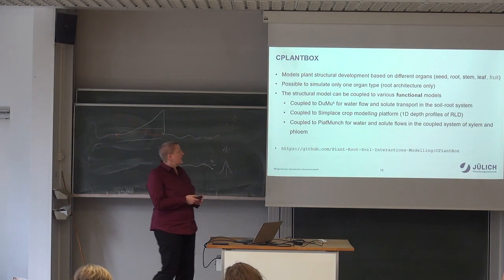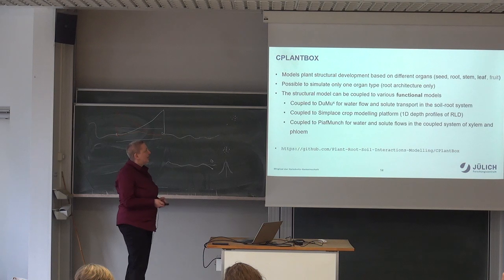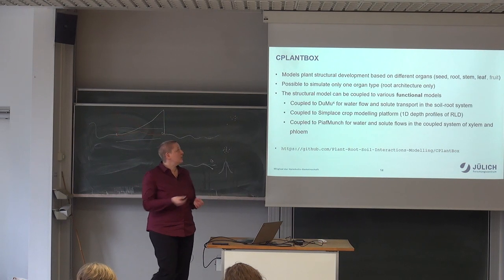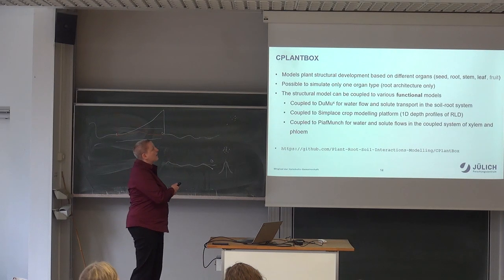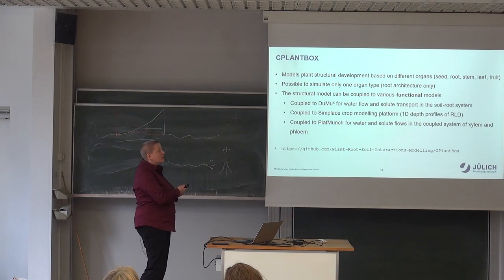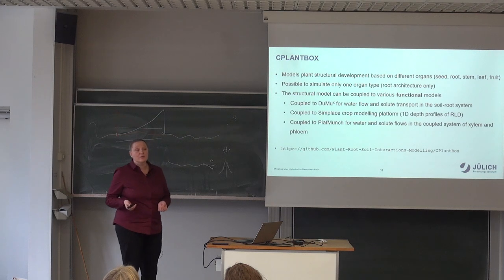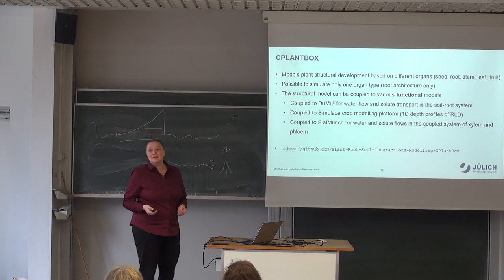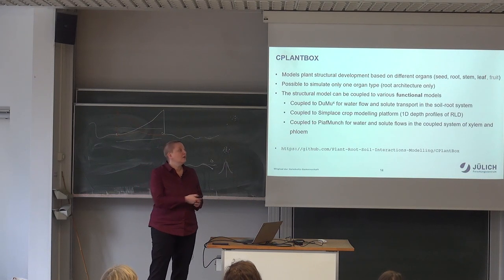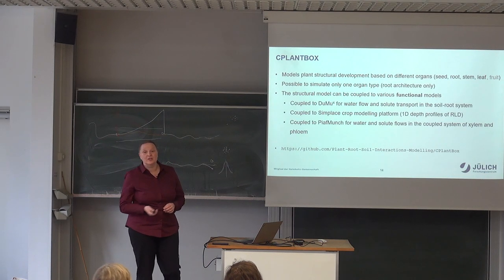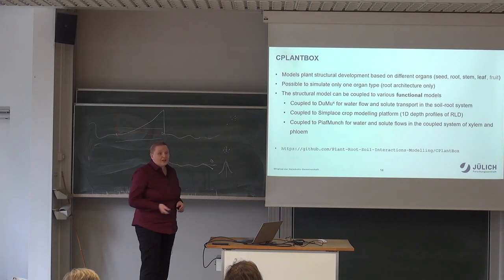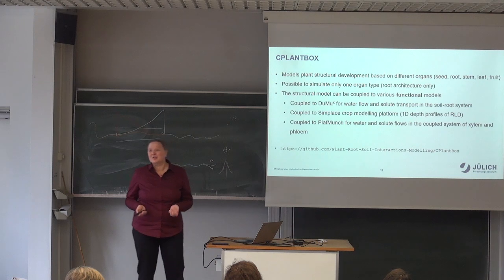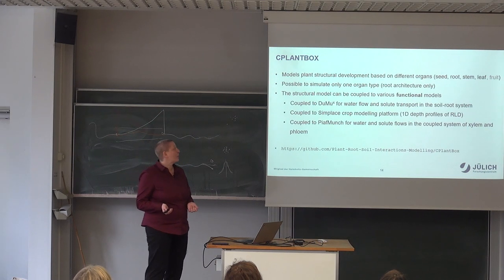So this cPlantBox models plant structural development. The overall model, the cPlantBox model, develops different kinds of organs: seed, root, and stem. Since it's an object-oriented model, we can easily extend it to further organs. We're thinking about fruits, for example, which are not yet implemented. But it's also possible to simulate just one particular organ type, for example, only the root architecture.